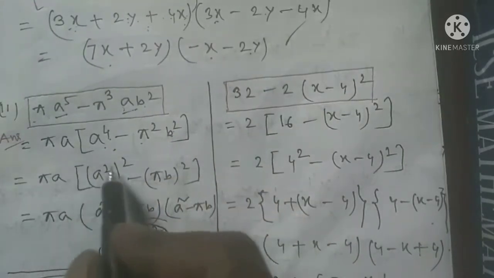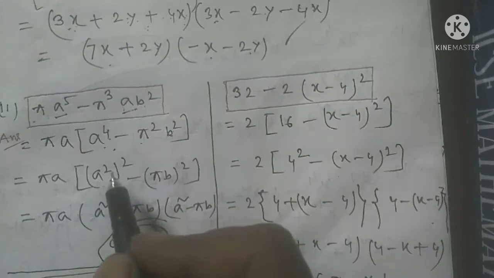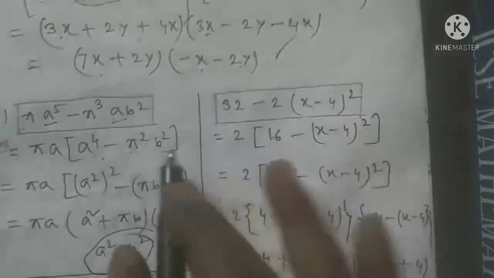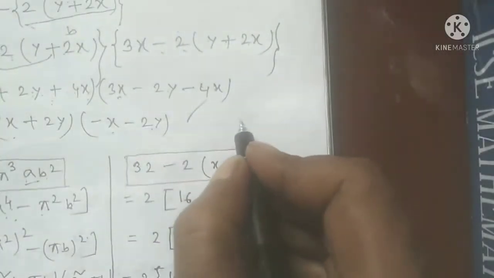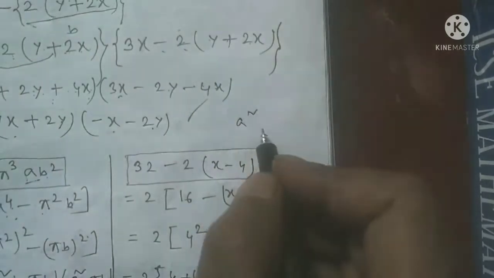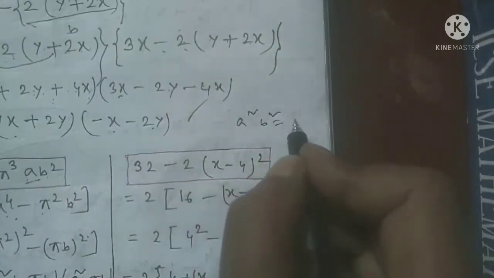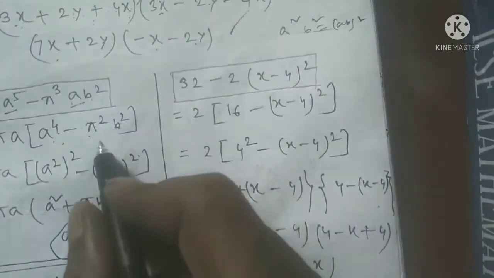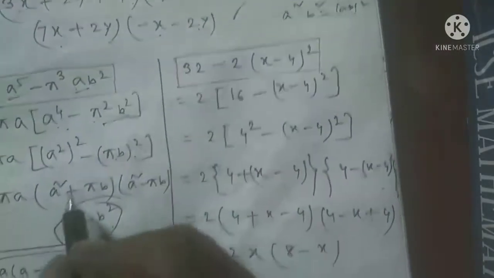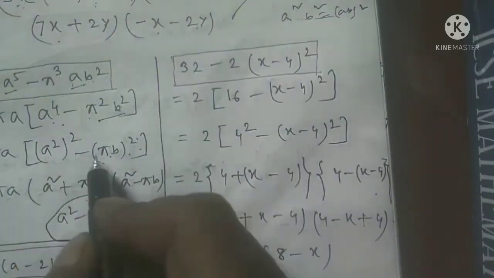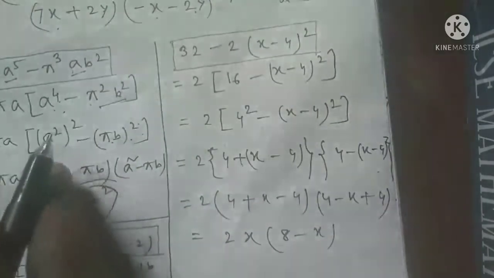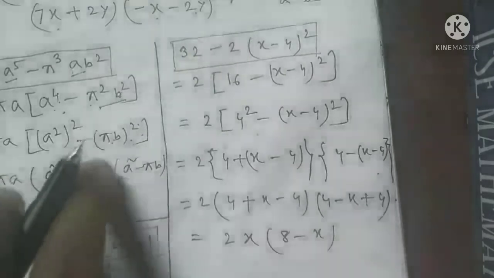So my dear student, after that a to the power 4 means you can write a square whole square minus pi b whole square, because in the indices chapter you have learned, I think. So a square b square means ab whole square. So if you apply these rules, then you can write from these terms pi b whole square. So a square minus b square, we are already able to make the form a square minus b square. Then you can apply the formula.